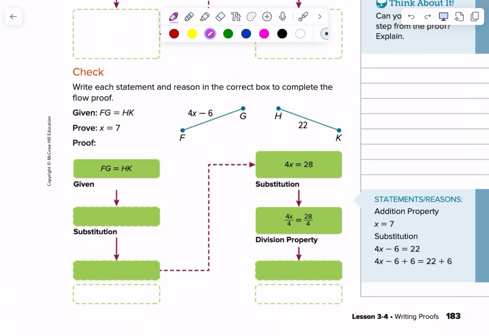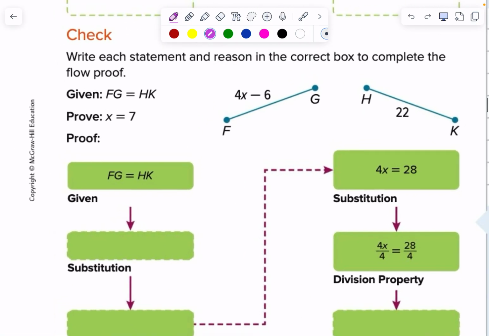I don't know. Do you want to do the check? Let's do the check real quick. Let's do the check. We didn't do this morning, but we'll do the check.